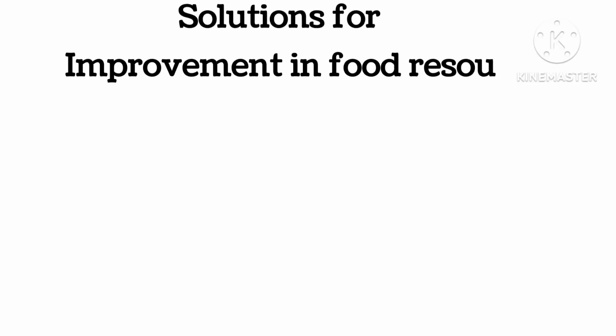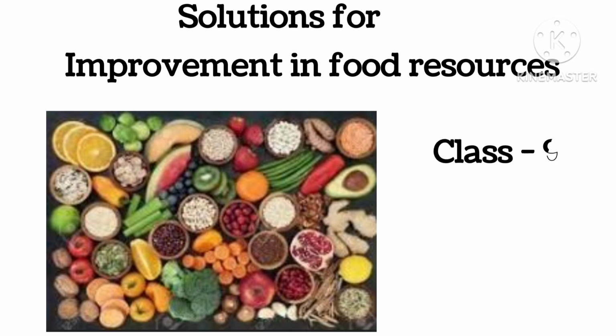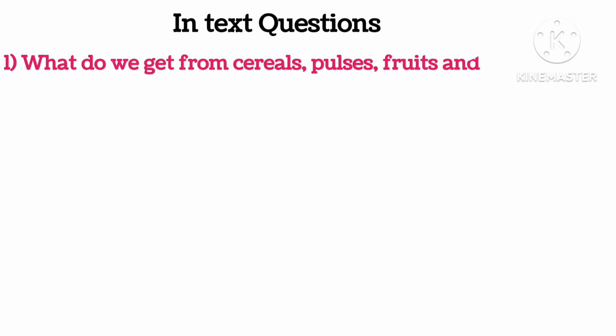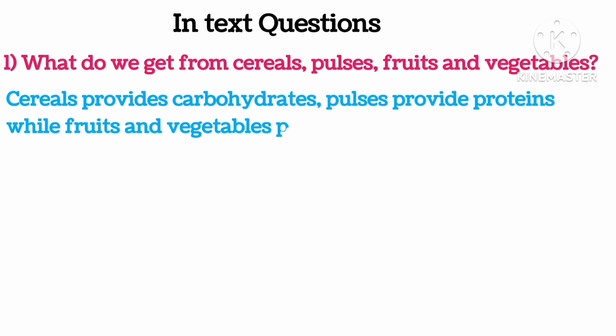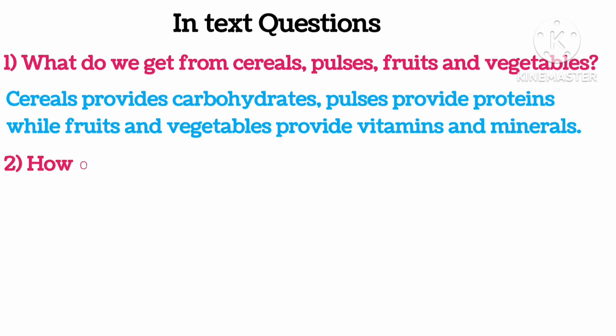Solutions for Improvement in Food Resources, Class 9, Chapter 12. In-text questions. What do we get from cereals, pulses, fruits and vegetables? Cereals provide carbohydrate, pulses provide protein, while fruits and vegetables provide vitamins and minerals.